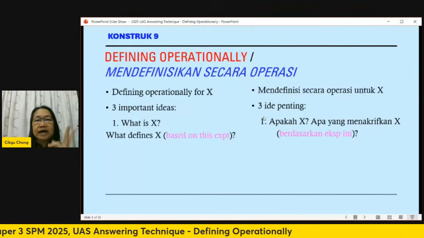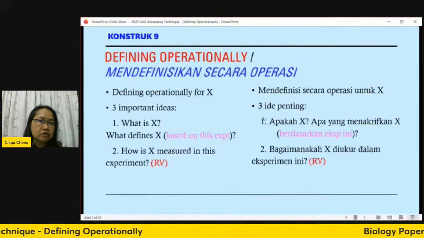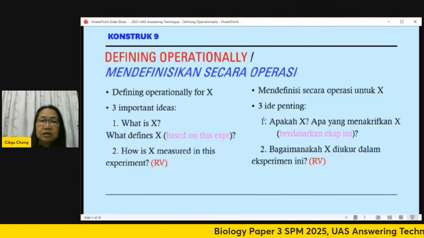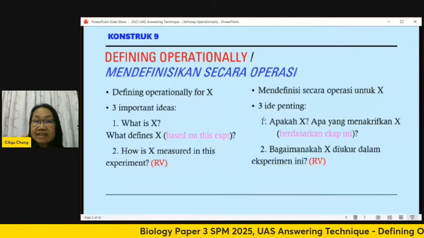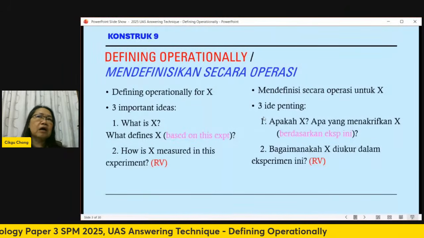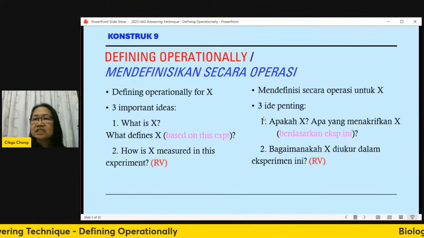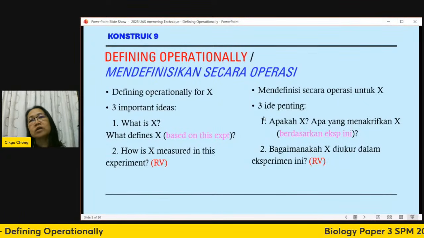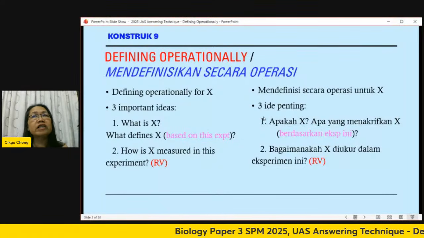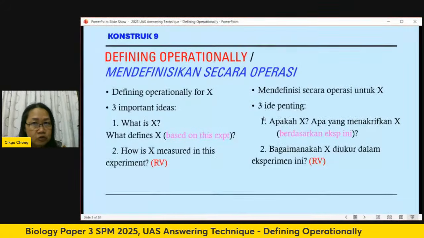Okay. So the second idea here is how is your X, that means your diffusion, let's say diffusion or maybe photosynthesis or transpiration, how is it measured in this experiment? Not generally how to measure transpiration or how to measure photosynthesis, but in this experiment, what is used to show the rate of photosynthesis. Maybe the number of bubbles that are released in 5 minutes. That shows how fast is your photosynthesis.